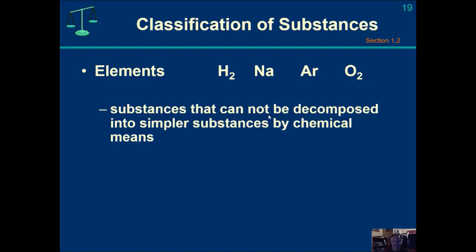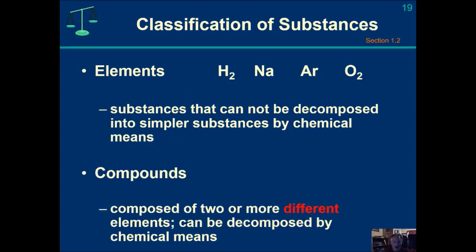Elements are substances that cannot be decomposed into simpler substances by chemical means. So I can't decompose sodium, argon, oxygen, or hydrogen into something that isn't hydrogen, sodium, argon, or oxygen by doing chemistry on it. So a substance that cannot be decomposed into a simpler substance by chemical means, that's what we call an element. That is our test as to whether something is an elemental substance. Compounds, on the other hand, are composed of two or more different elements, and I can do chemistry on a compound.